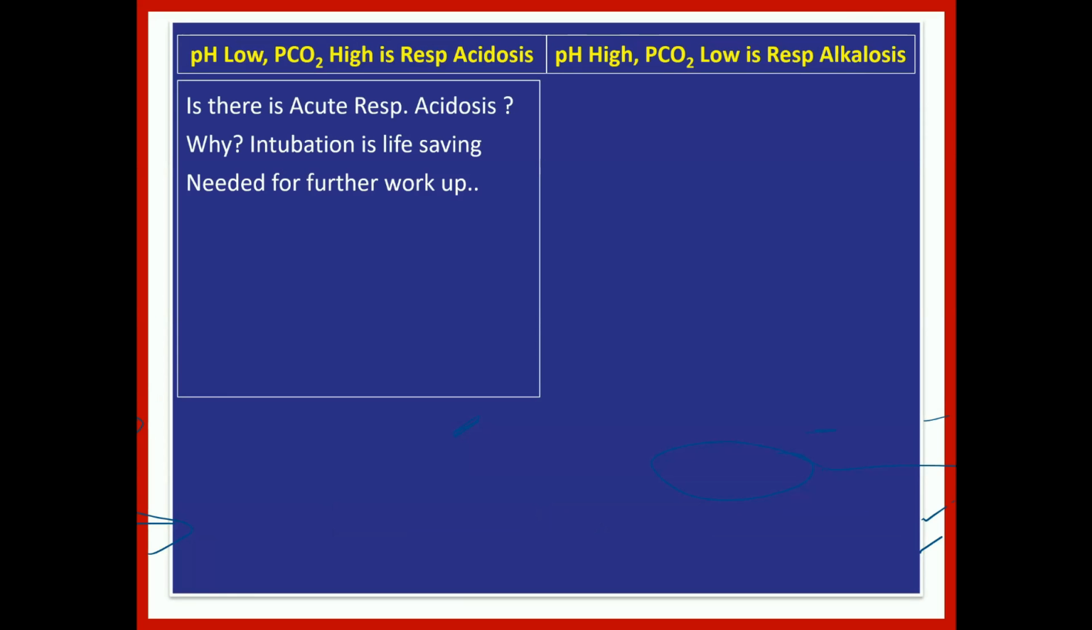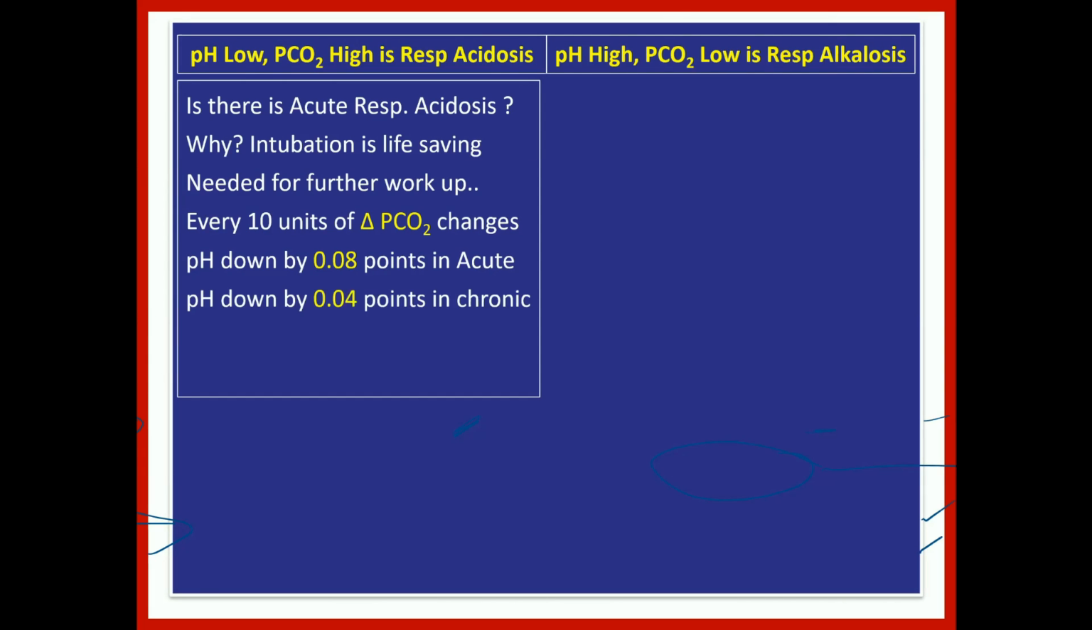Then, for further workup, is it acute or chronic? For every 10 units of delta PCO2 change from 40, because it is acidosis, whenever the pH goes down, the bicarbonate and the carbon dioxide will be going up. In the acute case, we are looking at the PCO2, carbon dioxide going up, and for every 10 units increase in the carbon dioxide, we expect the pH to change by 0.08 in acute and 0.04 in chronic.